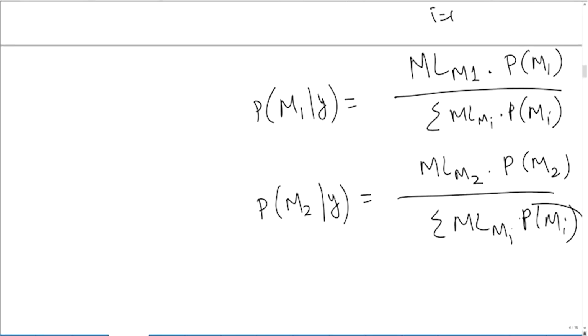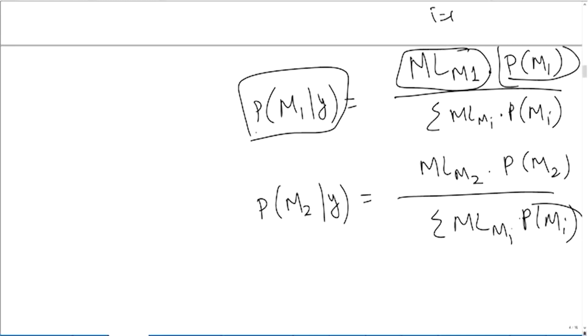So, in these equations, this term is marginal likelihood of model 1, this term is prior probability of model 1. What is this term? This is posterior probability of model 1 given the data, right. Similarly, here this is posterior probability of model M2 given the data.